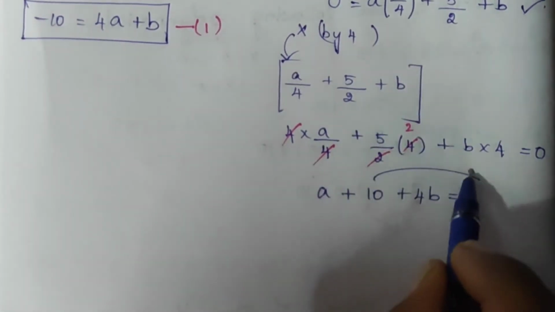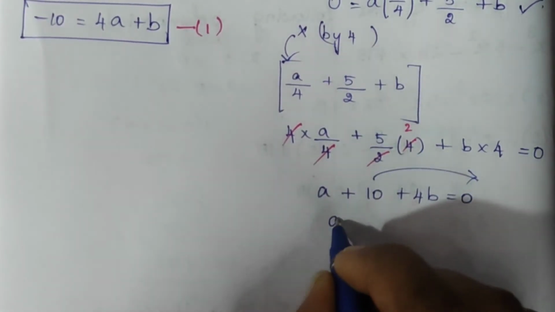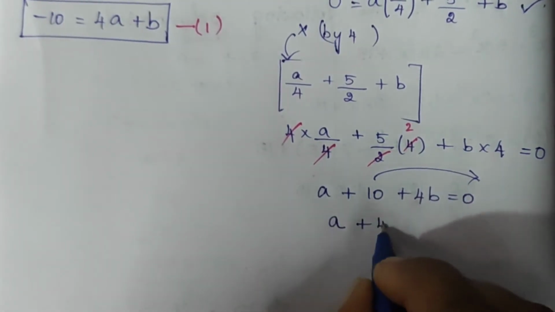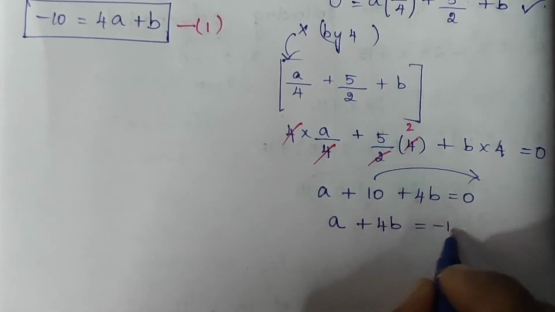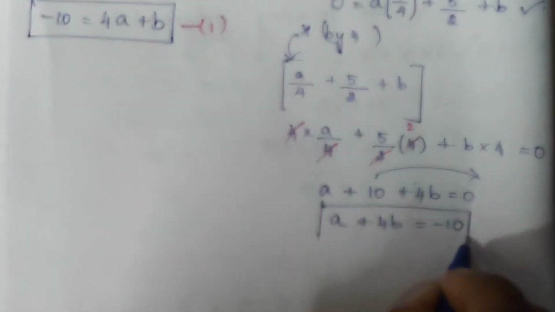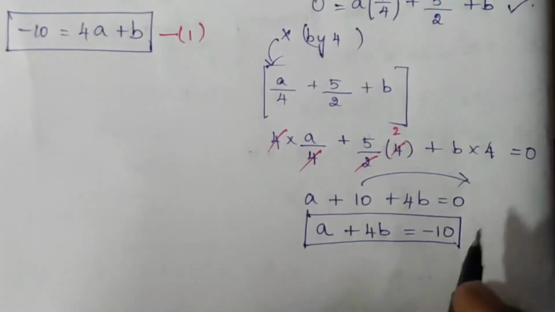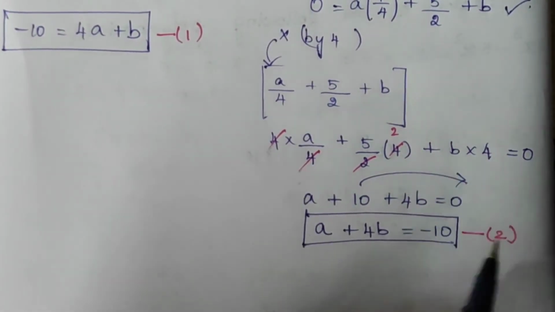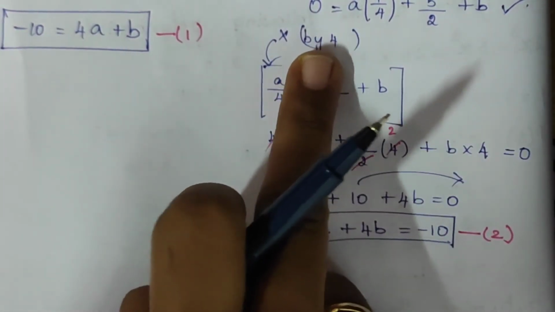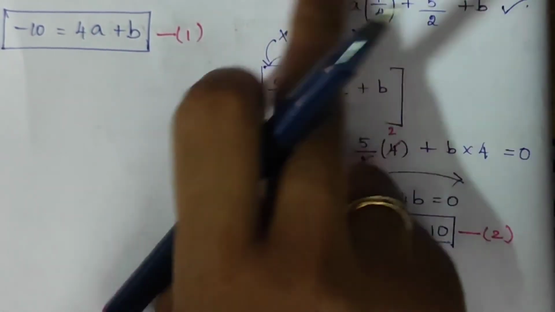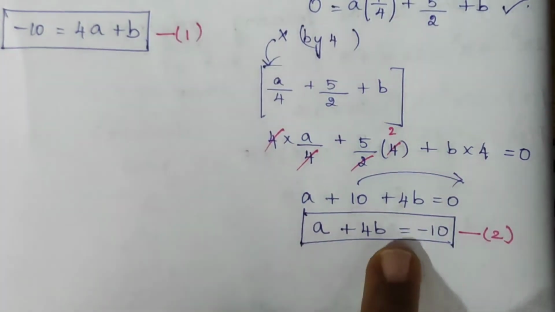Take this 10 to the other side. So a plus 4b is equal to minus 10 is the second equation. Okay, either you can multiply this by 4 to cancel this denominator, or you can take LCM, you will get the same equation only.